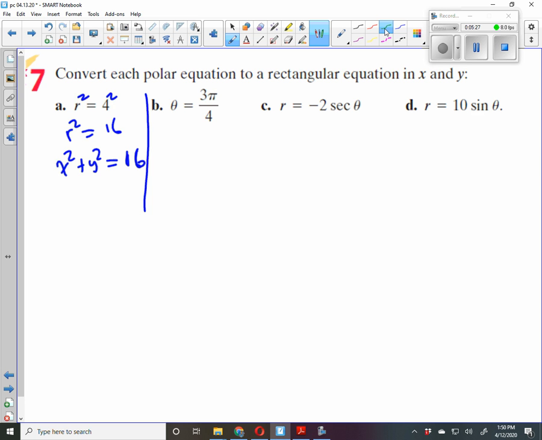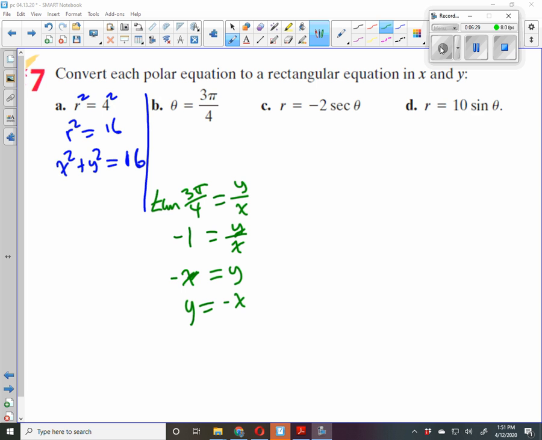All right, part B. Theta equals 3 pi over 4. And again, you're going to have to take a look at that and understand that this is where the tangent comes in. And we're going to substitute that in, simply knowing that tangent of theta has to equal y over x. Well, we know that tangent of 3 pi over 4 is equal to some ratio. What ratio is that? 3 pi over 4, that's going to be -1 equals y over x. If I multiply by x, I get -x equals y. Let's turn that around so we can see what it looks like. y equals -x is a linear equation, and we are done.